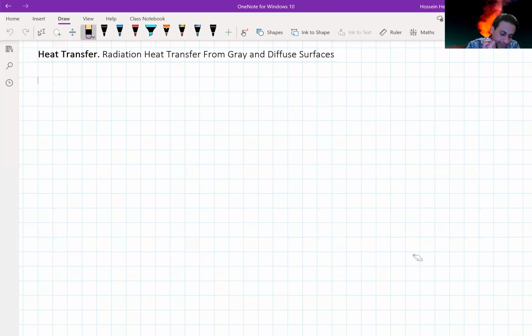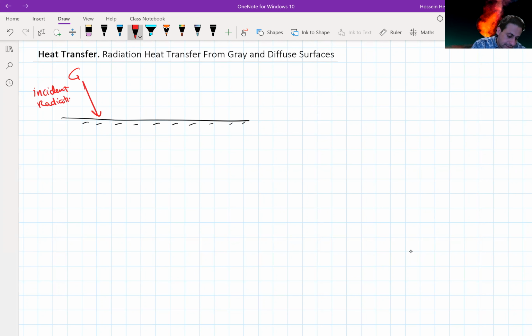Let's look at how the exchange of radiation energy happens between gray and diffuse surfaces. Let's say we have a surface here. We know that if there is a G showing an incident radiation, so G is incident radiation, part of that is getting reflected from the surface. So let's assume rho G, where rho is the reflectivity, is the reflected radiation.